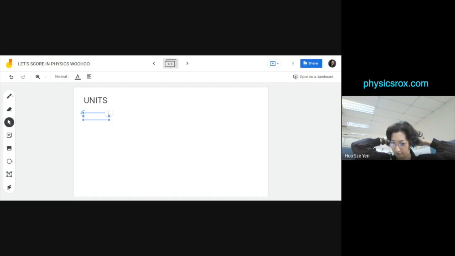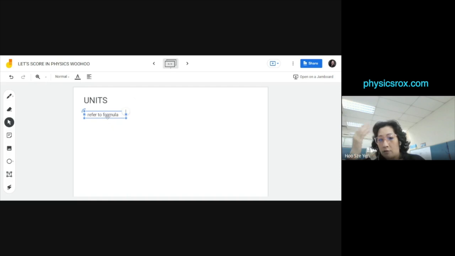I ask for unit. Don't give me formula. Yes, so correct. If you can't figure out the unit, you refer to the formula. Now there are of course some units which you do need to know already. Like if I ask you for a unit for force, you better know what the SI unit for force is.